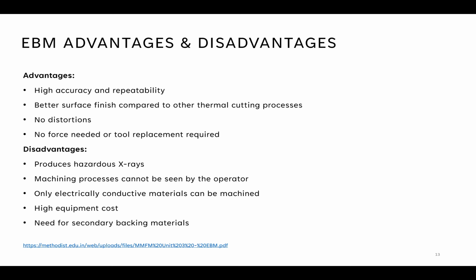Continuing off of what my colleague said, let's talk about electron beam melting's advantages and disadvantages. One of the biggest advantages is its high accuracy and high repeatability, meaning its ability to produce the same part to spec every single time. Electron beam melting also has a better surface finish compared to other thermal cutting processes and also leads to no distortions. Since there is no physical contact being made with the workpiece, there is no force needed or tool replacement required, which saves a lot on cost and physical distortions.